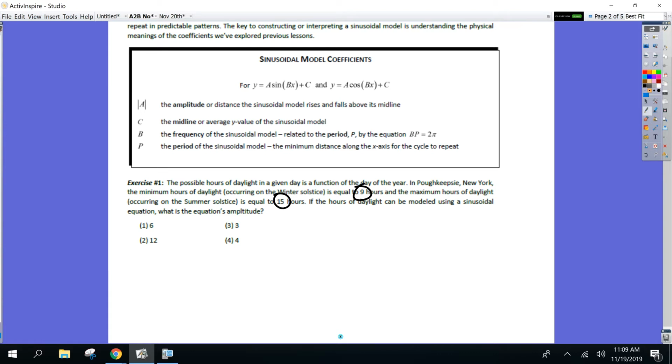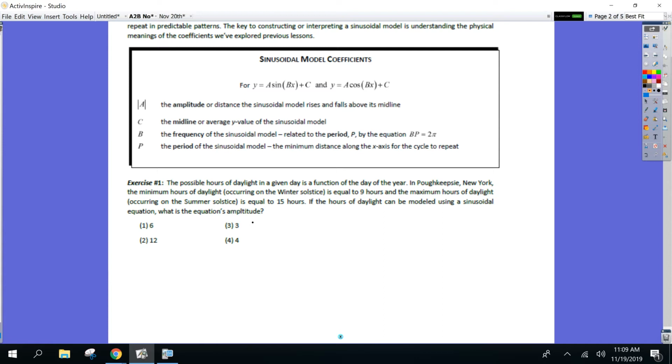All right. So we're going to Poughkeepsie here first. Looks like we're occurring during the winter solstice, if anybody was worried about that. Minimum hours of daylight is 9 hours. Maximum hours of daylight is 15. Go figure.